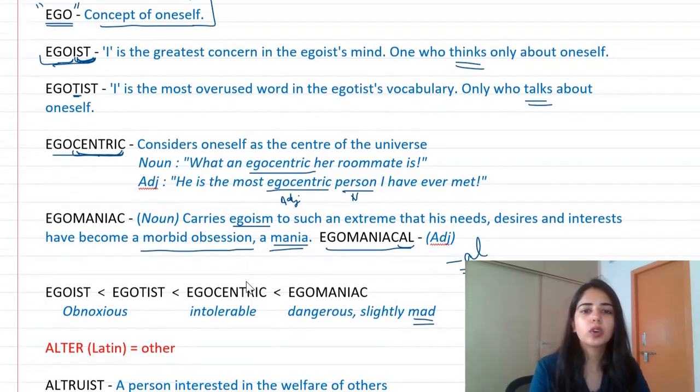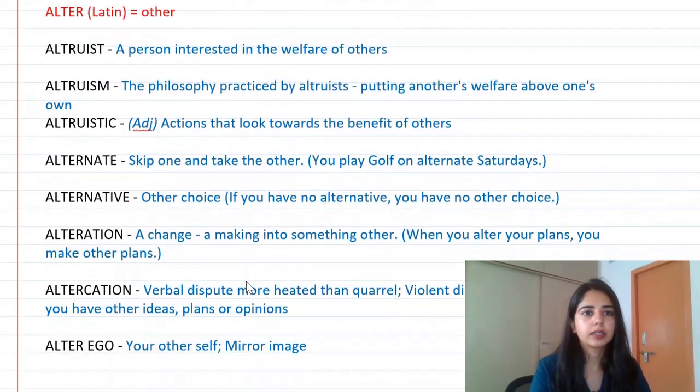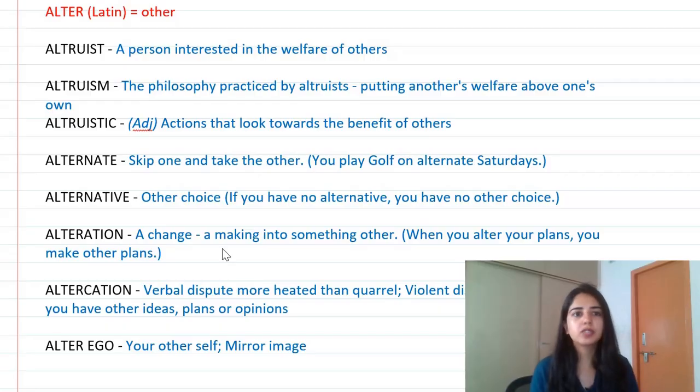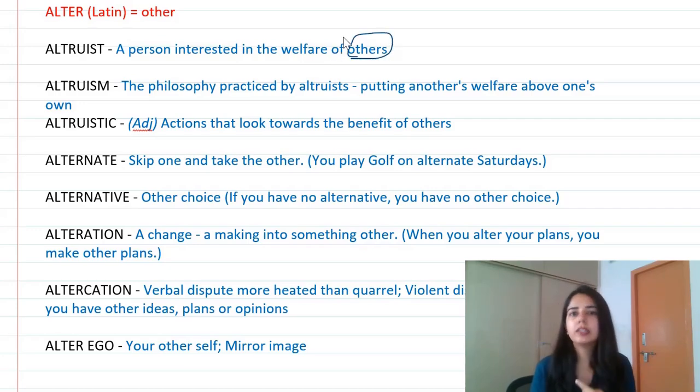Now let us move on to our next root word, which is alter. It is again from the Latin language, which means other. Ego means I and alter means other. Okay, so I, other. Now first word here is altruist, a person interested in the welfare of others. If I am interested only in myself, I am egoist, but if I am only interested in the welfare of others, then I am altruist.